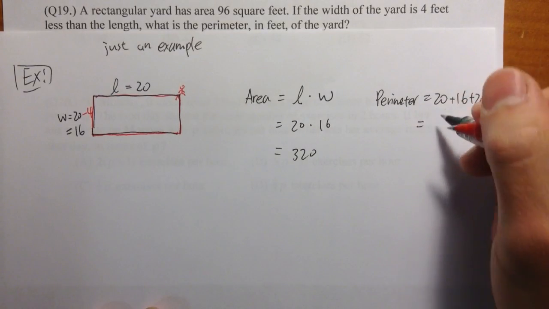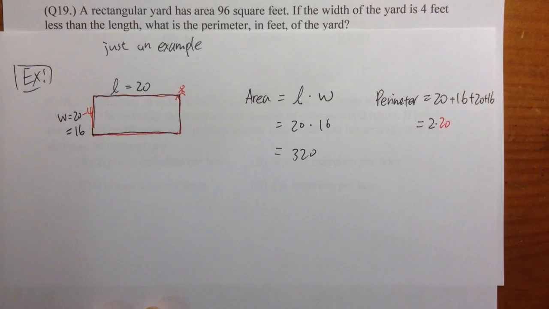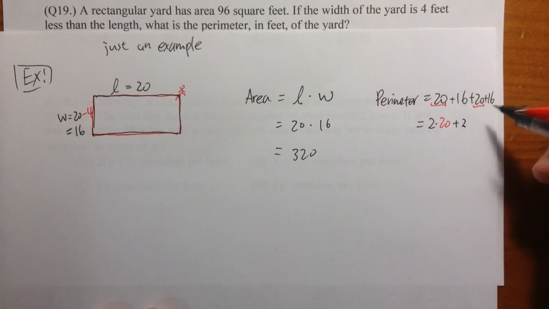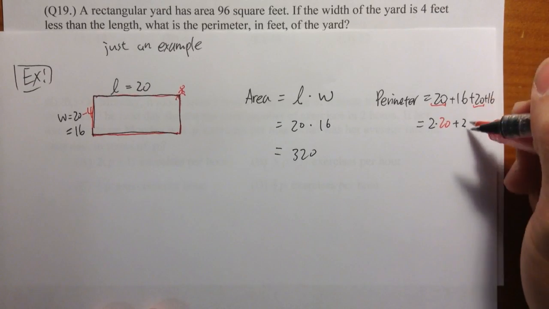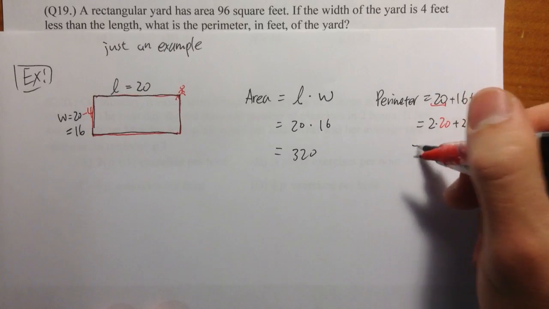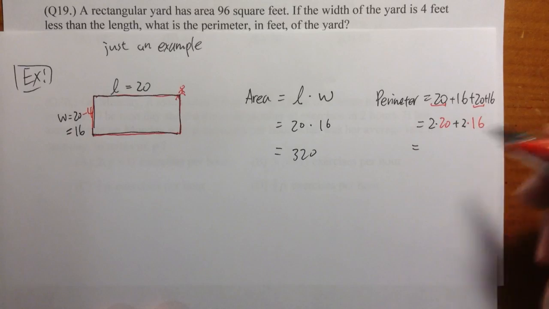So this is the same as saying I have 2 times the 20, because you have 20 twice, and 2 times the 16, because you have 16 twice. So if you do the calculation, that's 40 plus 32, so you get 72.